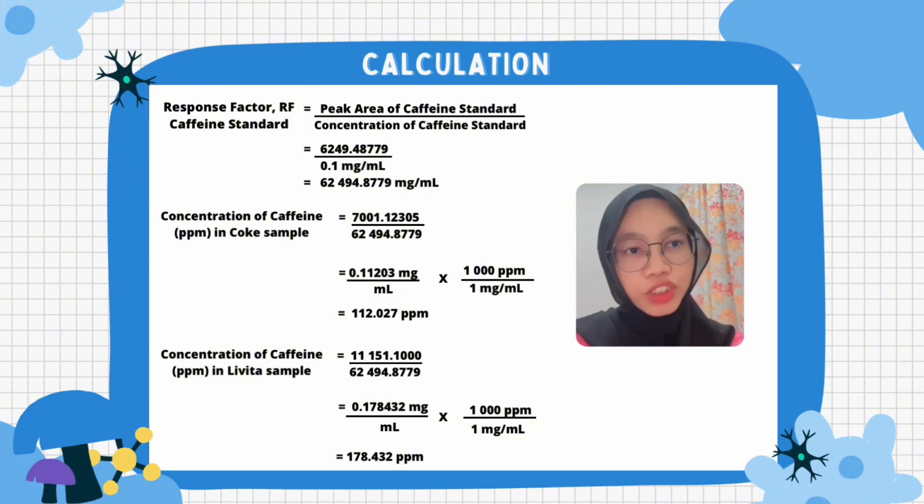Calculation of caffeine concentration in different beverage samples using a response factor derived from a caffeine standard. The response factor is determined by dividing the peak area of the caffeine standard by its concentration, 0.1 mg per ml, resulting in 62494.8779 mg per ml.